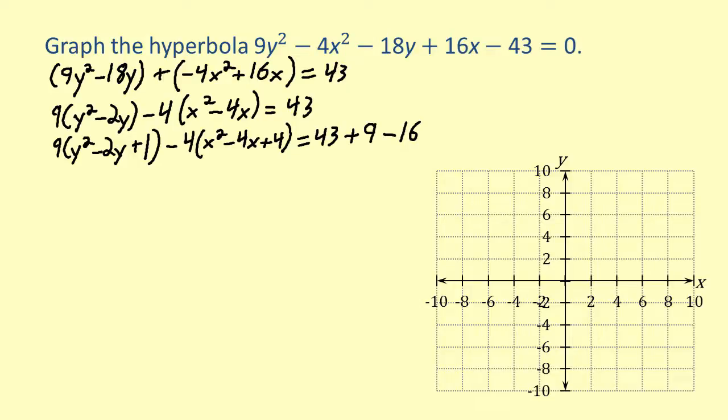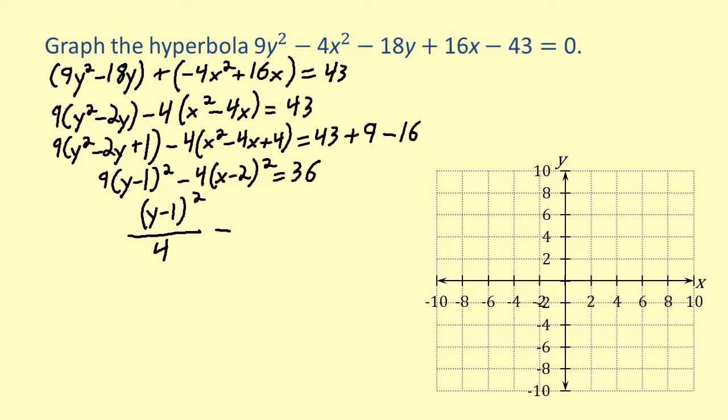Rewriting the trinomials as perfect squares and simplifying the right side gives 9 times the quantity y minus 1 squared minus 4 times the quantity x minus 2 squared equals 36. Finally, divide both sides by 36 and simplify. That gives us the quantity y minus 1 squared over 4 minus the quantity x minus 2 squared over 9 equals 1. Now that we have the equation in standard form, we can identify all of the important features.